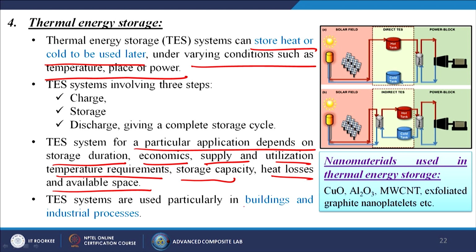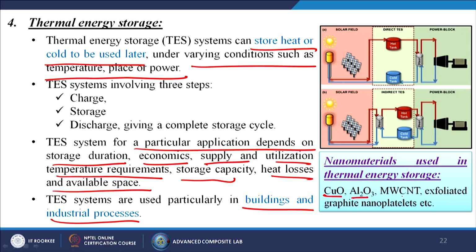TES systems are used particularly in buildings and industrial processes. Simply, because of the temperature difference between the two tanks, one the cold tank and another the hot tank, the water will automatically flow from one side to the other, and when the water flows it will rotate the turbine, and through that we can generate electricity. What kind of nanomaterials can we use? We can use copper oxide, alumina, MWCNT, multi-wall carbon nanotubes, exfoliated graphite nanoplatelets, or some other advanced materials.